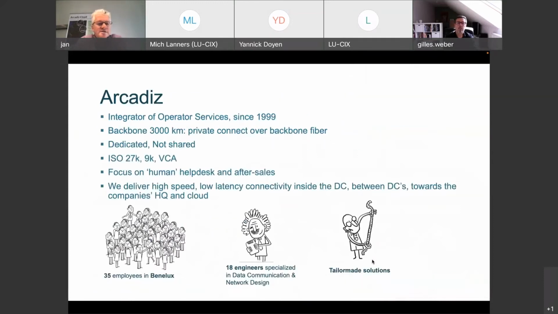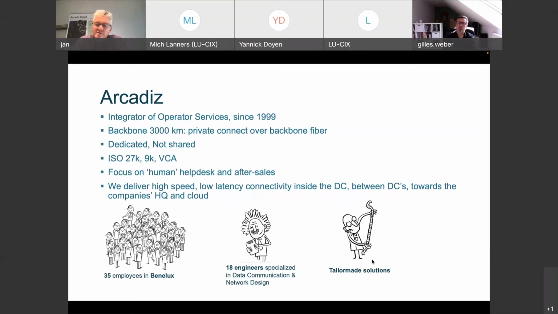So the first slide is a little bit about our company. We are a local operator in 3 countries, Belgium, Luxembourg, and Holland, active since 1999. And our baseline, in fact, is to be an integrator of operator services. We have a backbone of about 3,000 kilometers, mostly private, and we deliver dedicated, not shared solutions. From a certification point of view, we are also in the security field, of course. And the good news about our company is that we stay focused on specific tailor-made solutions, and we offer human-type help desks and human-type after-sales.